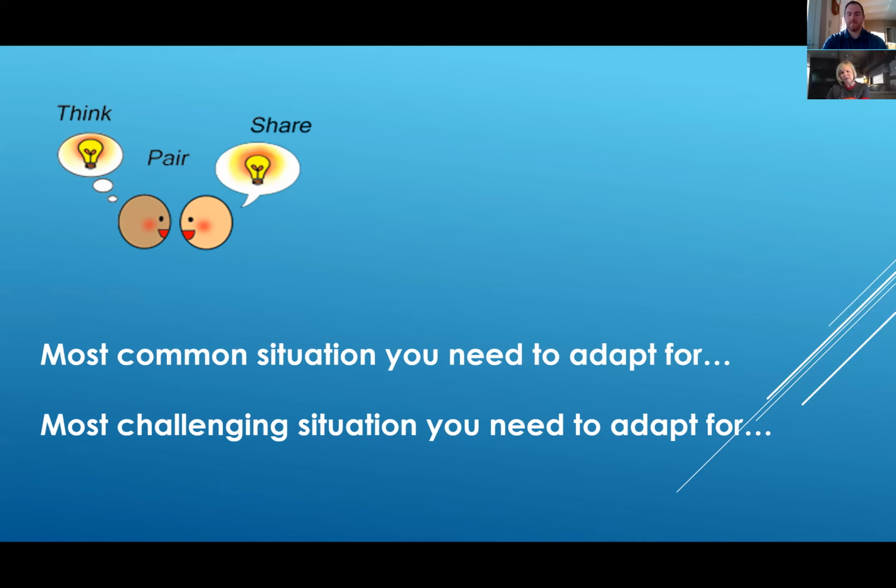The most common for me is just students with delayed skill or lower skill levels. That's what I adapt for most. But sometimes the most challenging is the student with autism, because there's just such a wide range of behaviors and abilities. What about you, Zach? Any comment there? I get comments on everything.